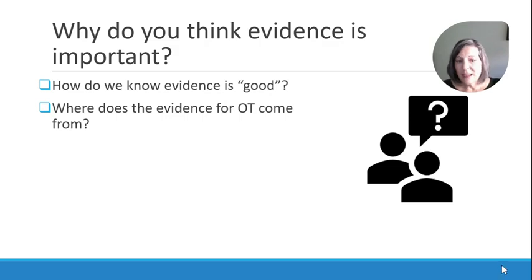And the second thing I'd like you to think about is, where does the evidence for occupational therapy come from? At this point, you've probably seen some occupational therapists at work. Hopefully, you've learned a little bit about what it is that you're going to be doing someday. Where did occupational therapists get those ideas? Did they just make them up themselves? Did they pull from the evidence? Where did they get information about what is the good and right thing to do with our clients? So pause the recording and think about that for just a minute.